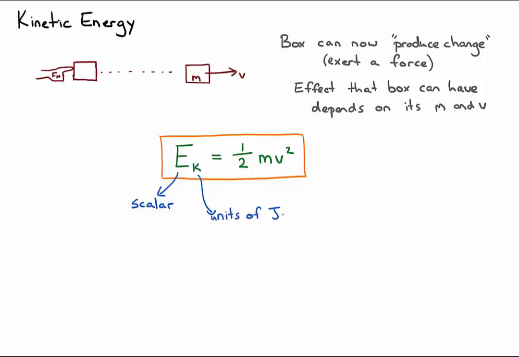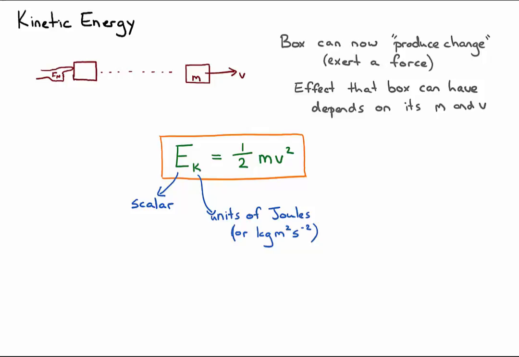The next interesting thing to point out is its units. Now, the units of energy are joules, but if you look at the rest of that equation and say, well, what's the units of mass and what are the units of velocity squared, you can see that the equivalent unit for joules is kilograms meters squared per second squared. And we'll keep looking at the units of energy as we look at different types of storage modes of energy.